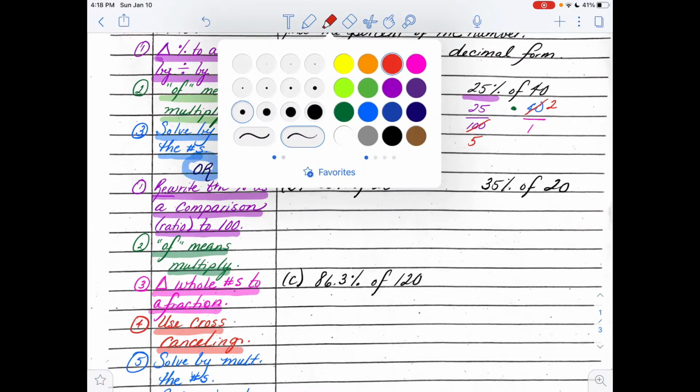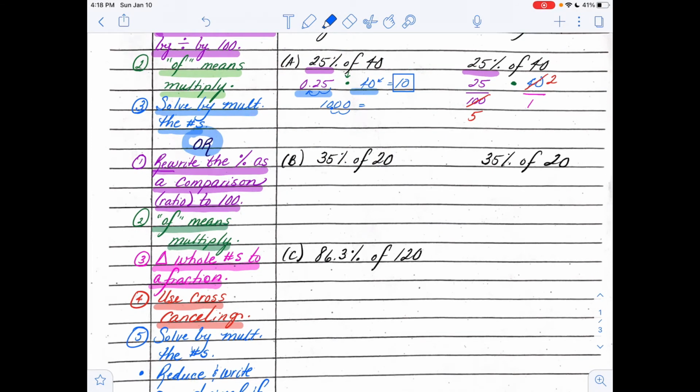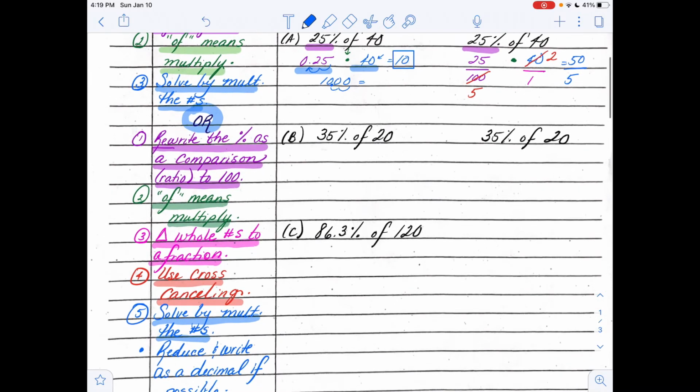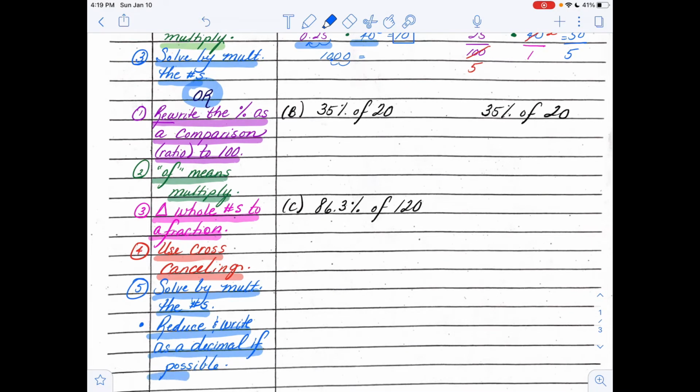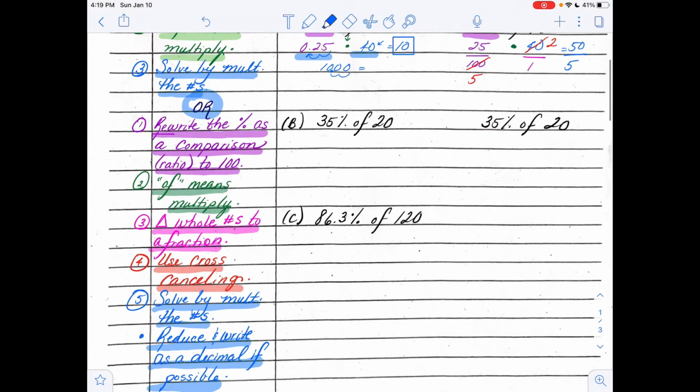And now my last step, just like before, I'm going to solve by multiplying the numbers. 2 times 25 is 50. 5 times 1 is 5. Then we need to reduce if we can, and remember, if I have anything left over, write it as a decimal if possible. How many times does 5 go into 50? That gives me 10, just like how I did it the other way. Same answer, just two different ways to solve it.